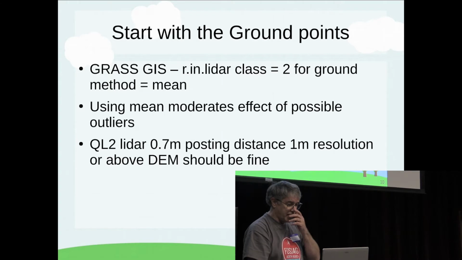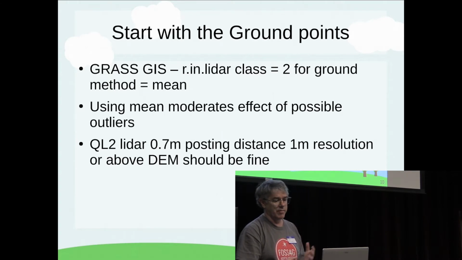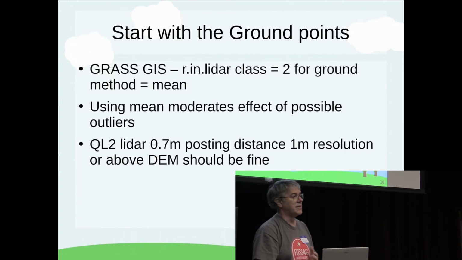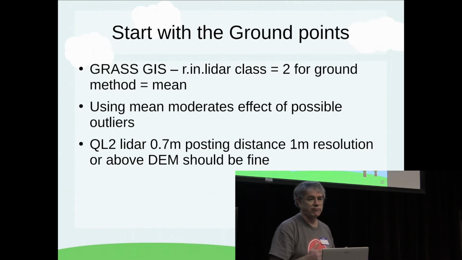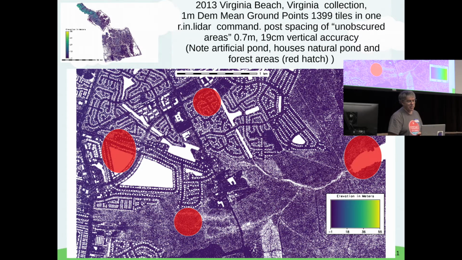And it's QL2 data that I was working with in my demo here. It's 0.7 of a meter point spacing in wide open areas that have no obstructions. So building a 1 meter DEM should be fine. Now, let me see. This is what the raw r.in.lidar gives you. All the white areas are voids in the data.